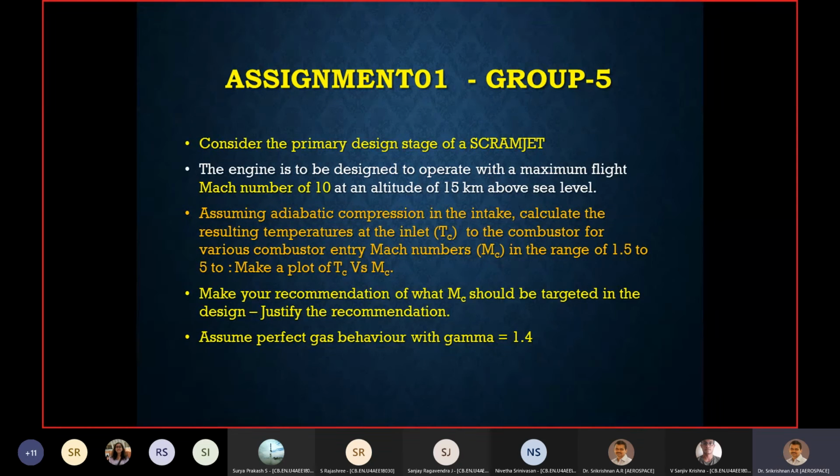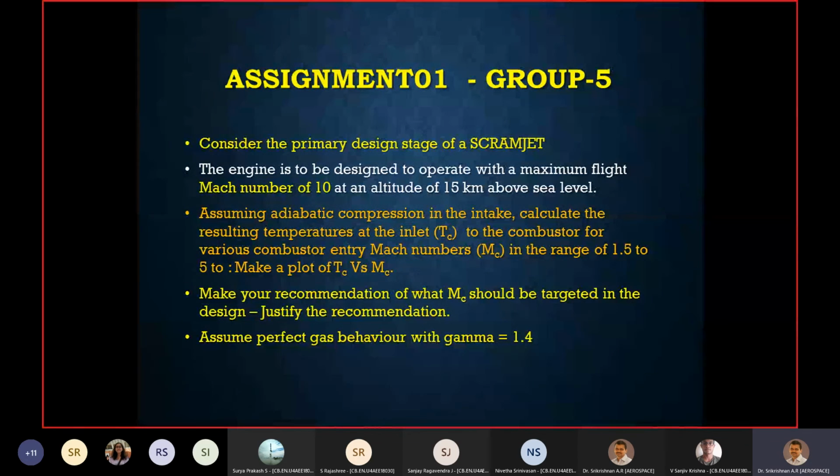This basically boils down to deciding, for a given set of operating conditions, what the inlet Mach number for the combustion chamber should be. The last but one point is very important. When you make your recommendation, you should also say why. If you say Mc has to be 4, then you should tell why 4. Why don't you suggest 5? Why don't you suggest 3? That kind of a defense has to be there. I guess that's all from my side.